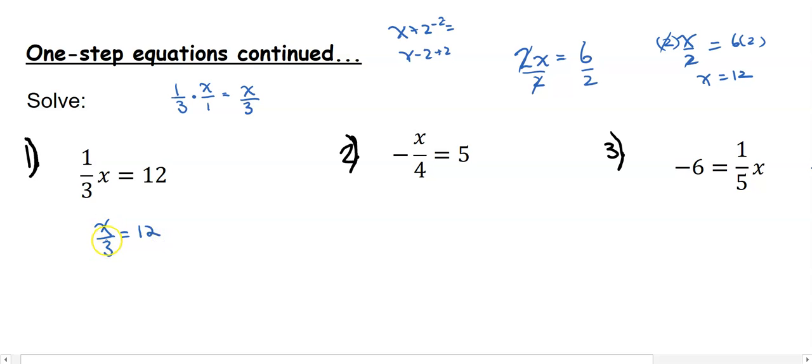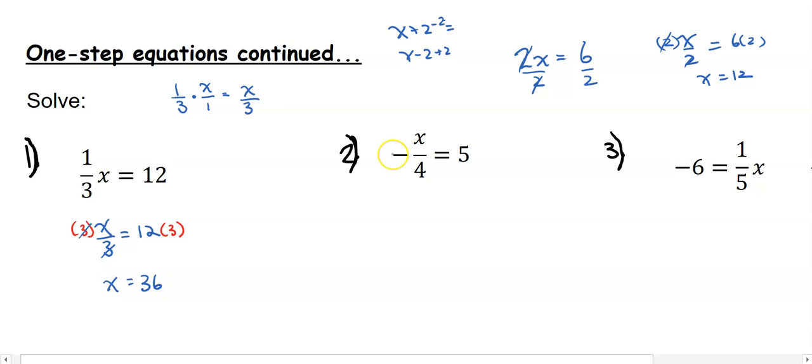So now that I have created it with x in the fraction, I can say, okay, well, the opposite of dividing by 3 is multiplying by 3. Whatever I do to one side, I do to the other. And now I have those cancel, and I get x equals 36.